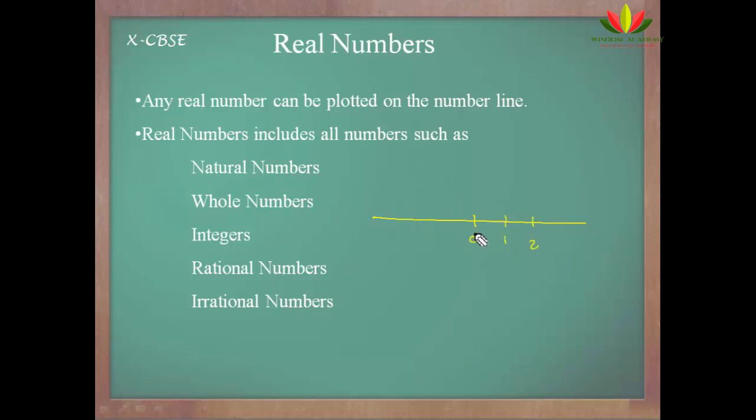So I can represent 0, 1, 2 or minus 1, minus 2 or even minus 1.5, and similarly here I can represent 1 by 3. Whatever I can represent on the number line, even root 2 I can represent, that you have seen in the 9th class. So the numbers I can represent on this number line are known as real numbers.